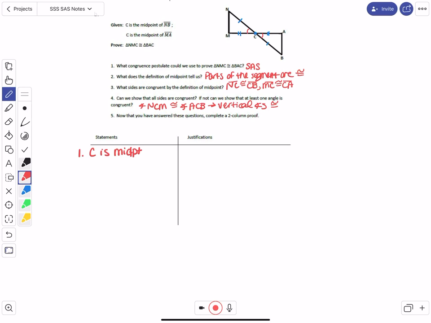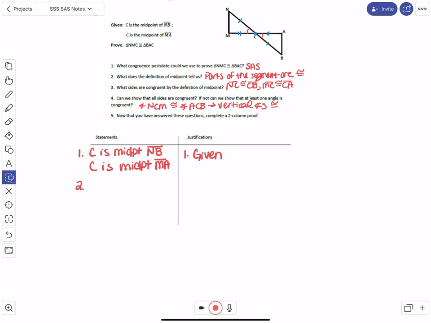C is midpoint of NB, and C is midpoint of MA. And so that was given. And I always number things together on each side. Okay. So then from there, we were able to say that NC was congruent to CB, because you always want to list all of your congruent parts.